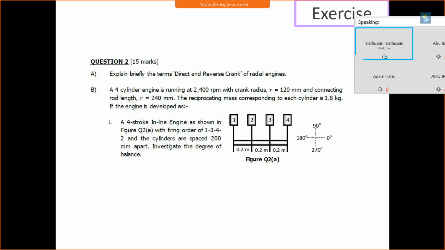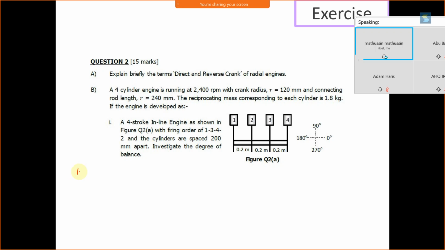Untuk inline engine kita ada 4 types of parameters that we need to consider, kan? First is about primary force, and then we have secondary force. We also need to consider primary moment or couple, and last one we need to find secondary couple for inline. Okay, so first step is we need to find n, isn't it? We need to find how many n's we have. So how to find n? Remember the formula? What is our formula in order to find n?